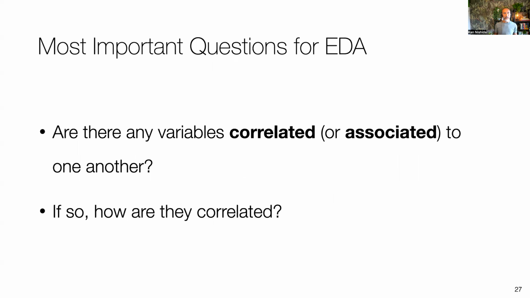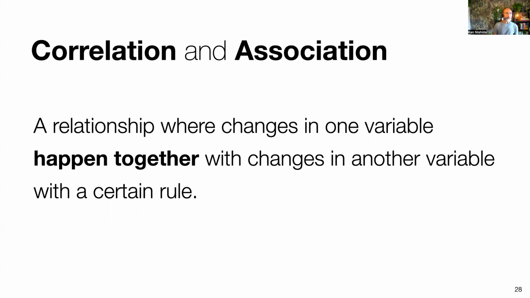I think the most important question in this EDA is: are there any variables correlated or associated with one another? And if so, how are they correlated? I think that's really the main part of data analysis. Not necessarily just for the EDA, but any type of data analysis. What essentially we are trying to do is find the relationship, particularly the correlation, association, and so on. So I use correlation and association.